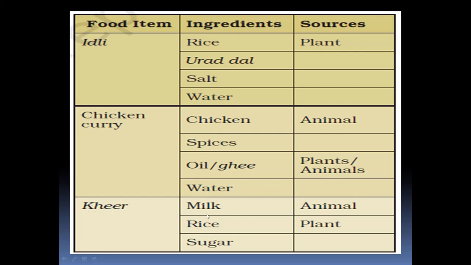Then kheer: milk, rice and sugar. Milk is obtained from animal source. Rice is obtained from plant source. Rice is an example of plant source. Then sugar. Can you write here? Yes. Sugar is also obtained from plant source because you know that sugar is obtained from sugar cane.